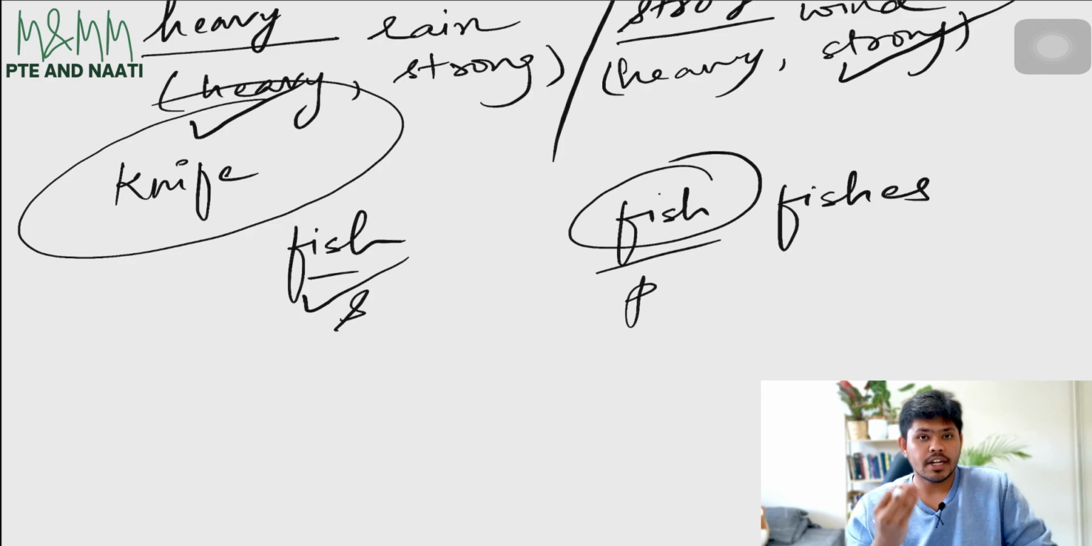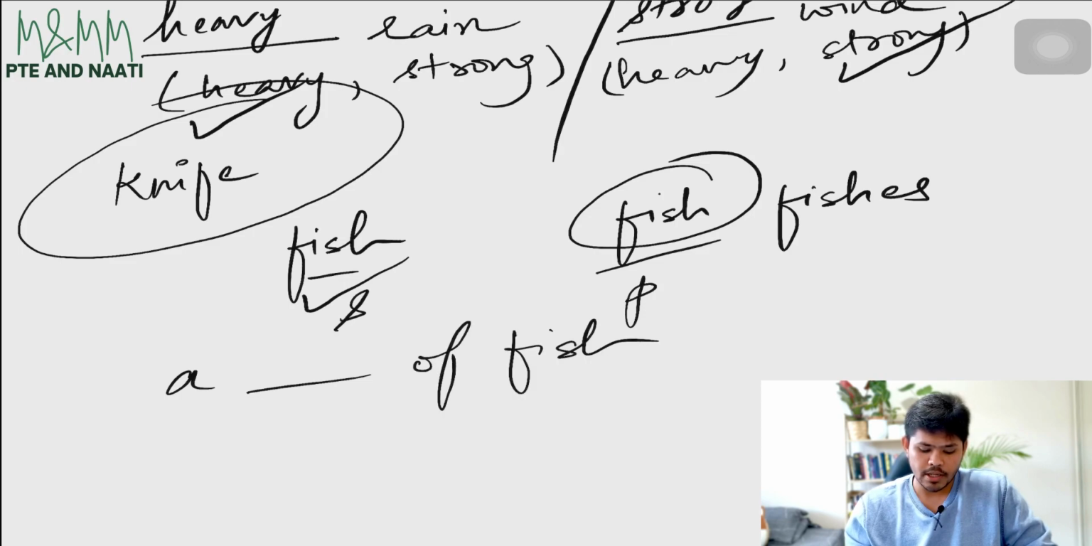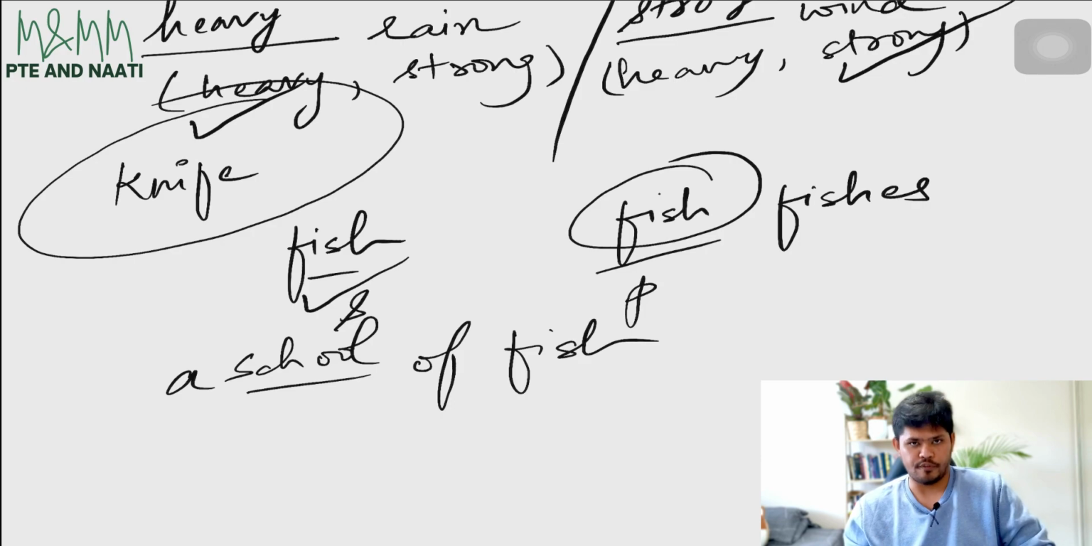For plural. But if I want to refer to a group of fish, what will I say? I will say a dash of fish. What should be the answer? A school of fish. I cannot say a group of fish. Alright. Now, school. What is the meaning of school?